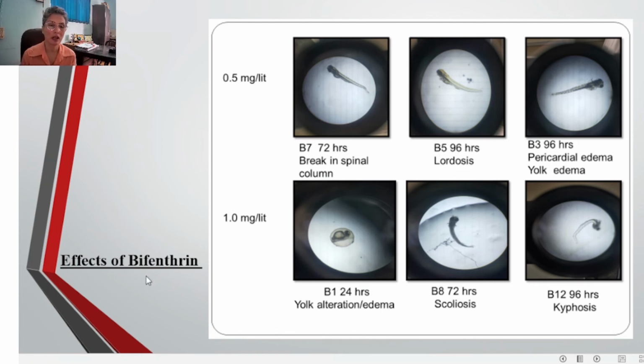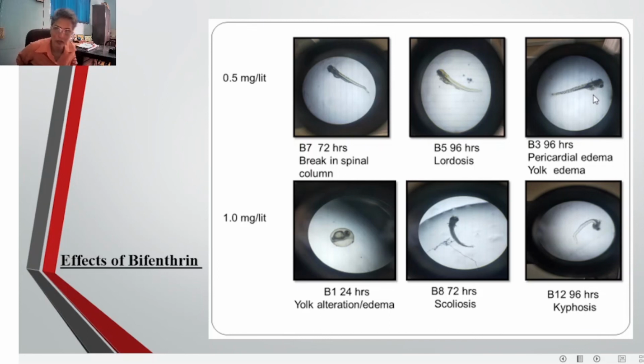We have observed the reaction toxicity of bifenthrin in various concentrations, that is 0.5 milligram per liter and 1 milligram per liter. Here you can see in 0.5 milligram per liter the breakup of the spinal column is observed after 72 hours, and after 96 hours the lordosis has been observed. Lordosis is there after 96 hours. The pericardial edema and yolk edema are there. Here you can see pericardial edema, we can clearly see.